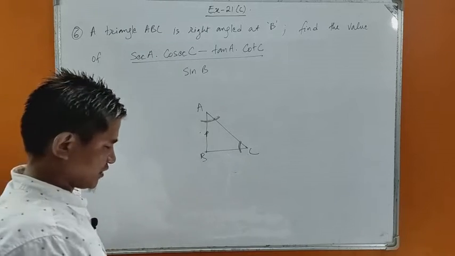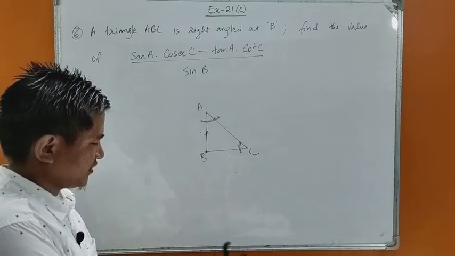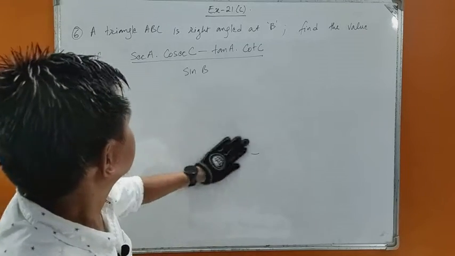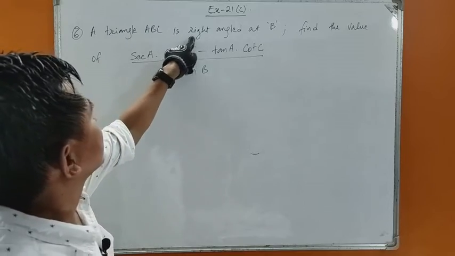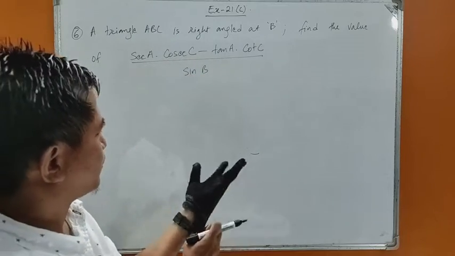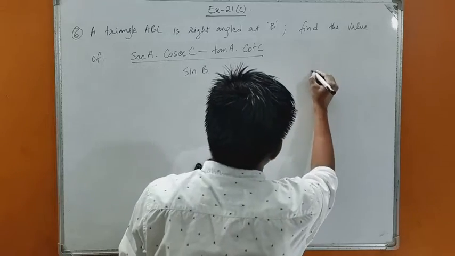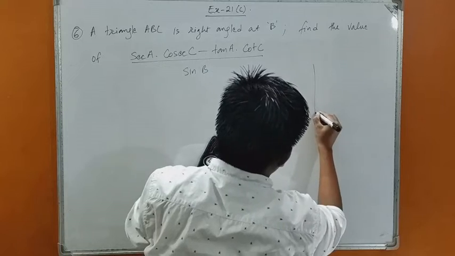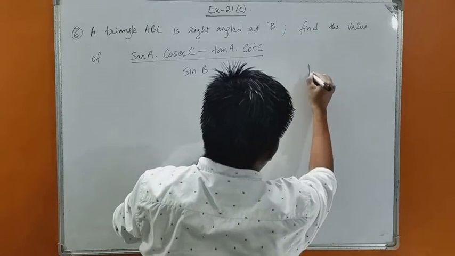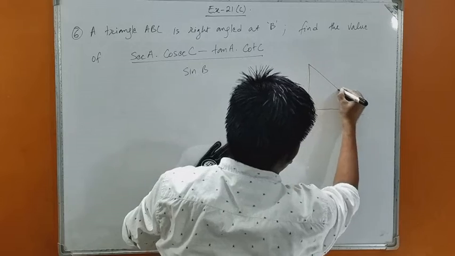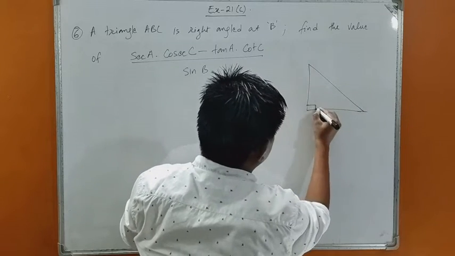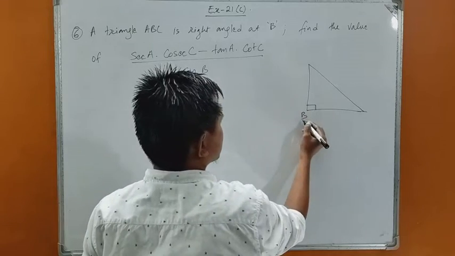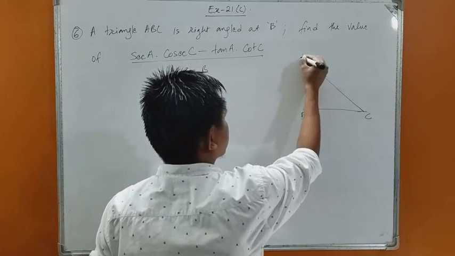Now let us move to the question. We have triangle ABC right angled at B, isn't it? So let us draw a right angle triangle. This is a right angle triangle, right angled at B. So if this is B, this must be C, this must be A.